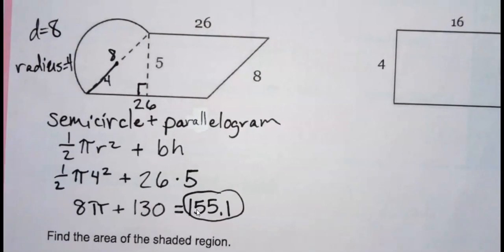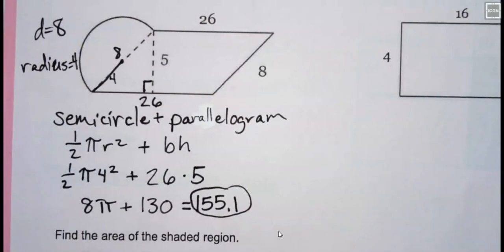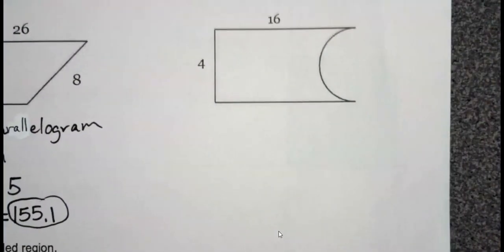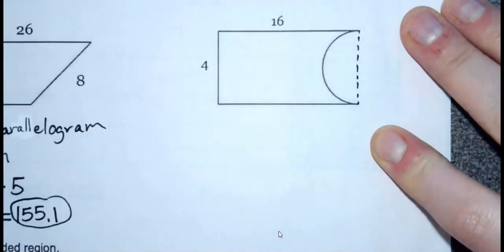Okay? It's really just two shapes and you're adding them together. If you can find the area of a parallelogram and the area of a semicircle separately, then you can add them together and get the right answer. All right? It's not overly complicated. All right, here is the weird thing that we've got going on.